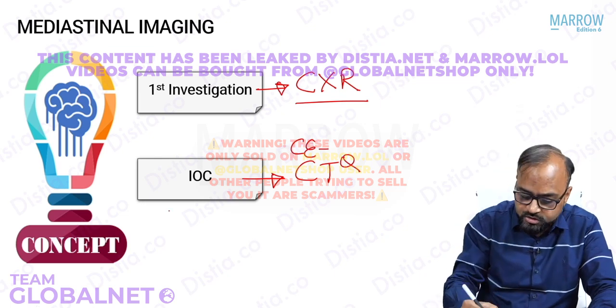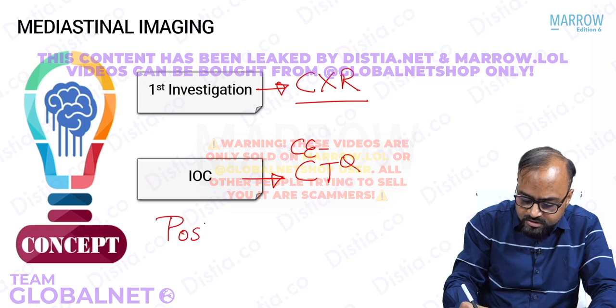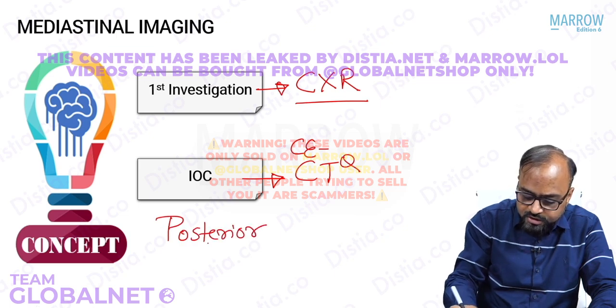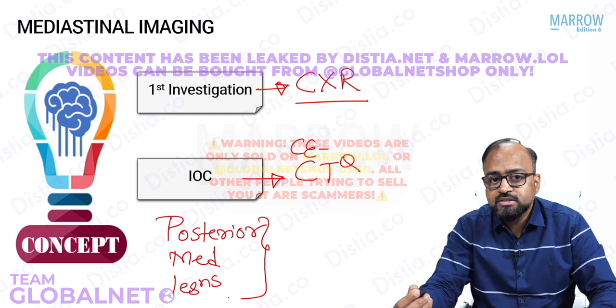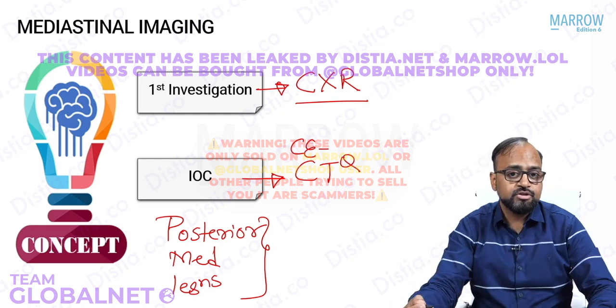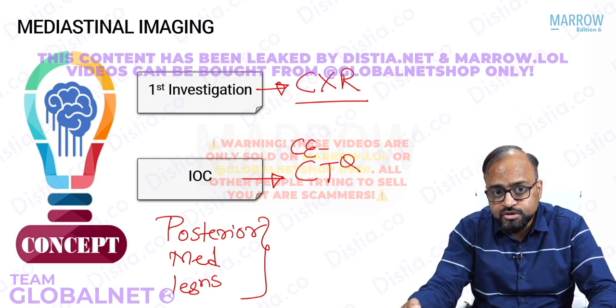But there is one exception to this, and what is that exception? That exception is posterior mediastinal lesions. Posterior mediastinal lesions. And posterior mediastinal lesions most commonly are what? Posterior mediastinal lesions most commonly are neurogenic lesions, right?